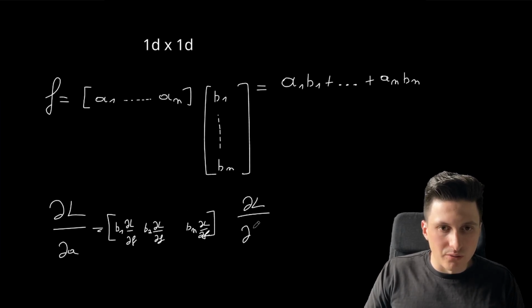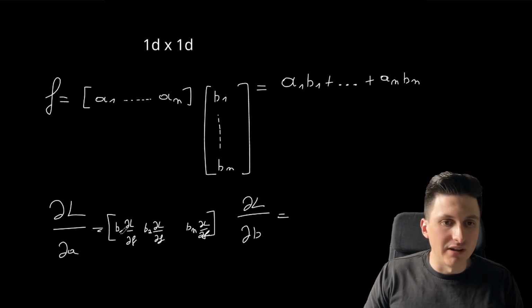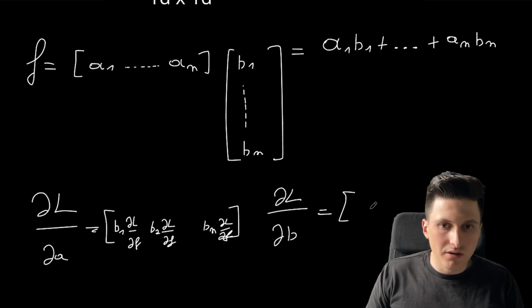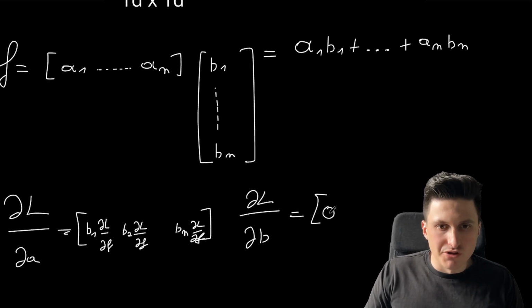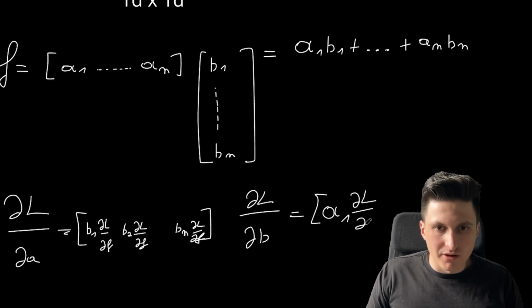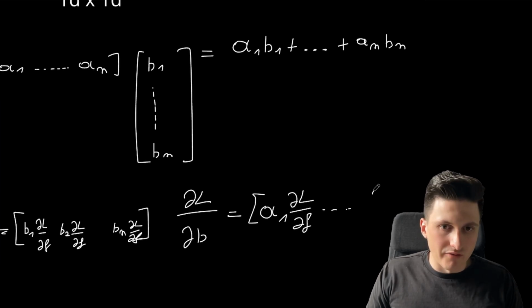Also, the other case, the derivative with respect to B, will just, instead of using B on every position, be using A1 times the derivative of the loss with respect to the output, and then this on every position of our gradient tensor.